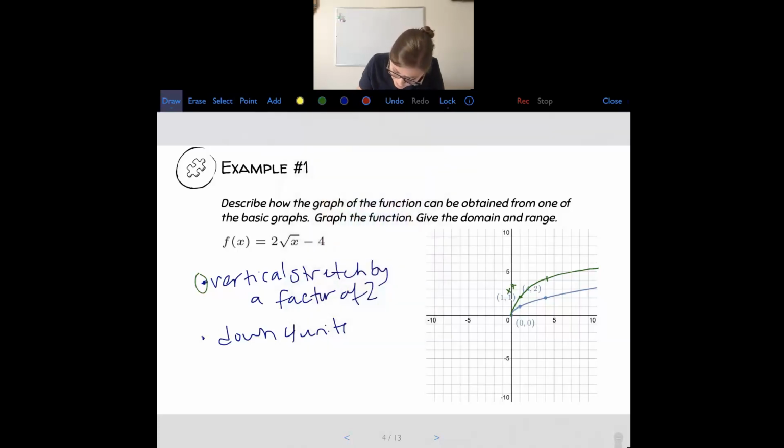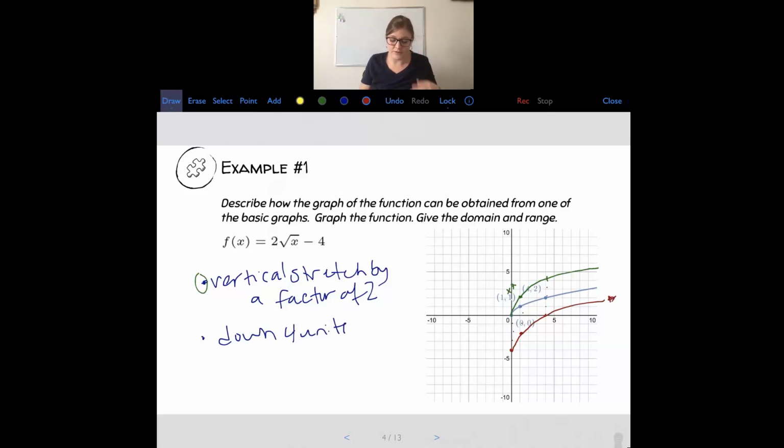So every point is going to move down 4. So 0, 0 moves down 4. My new point at 1, 2 moves down 4. And my new point at 4, 4 moves down 4. So this is what I have. Red is the final answer.